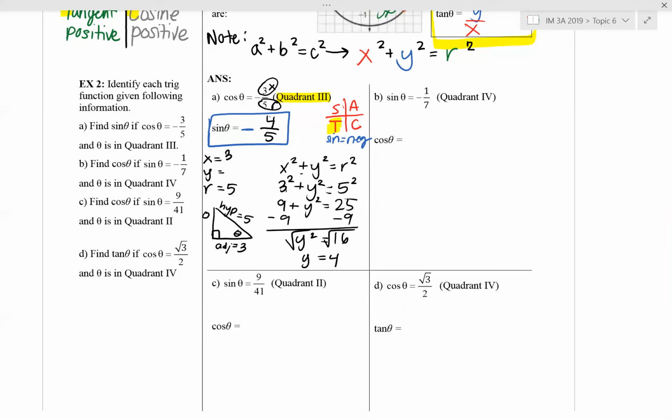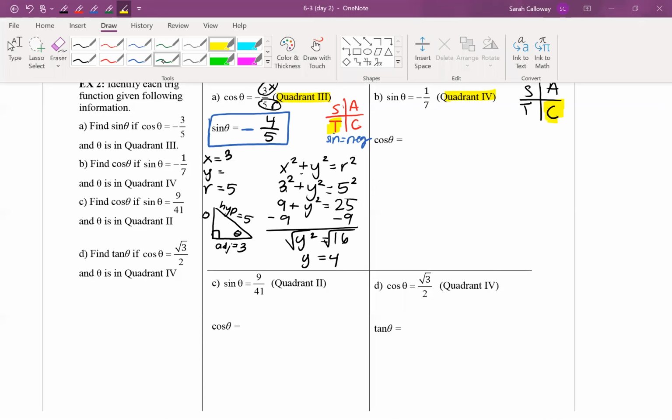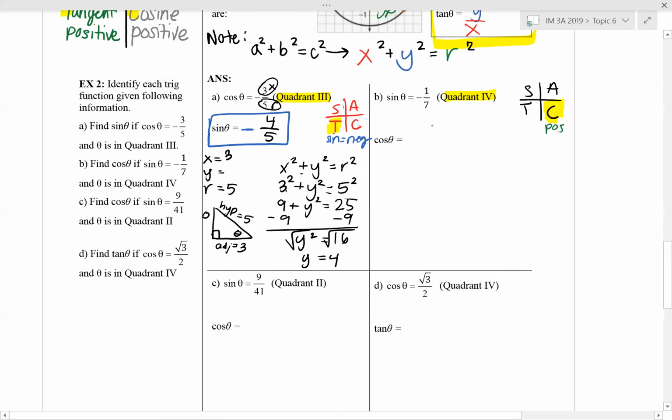Okay, so I'm going to do one more in this video, which is part B. So for B, they give us sine of theta instead of cosine of theta, and they want us to find cosine. So this time we're in quadrant 4. So if we're thinking all students take calculus, in quadrant 4, cosine is positive, okay, and that's what we're looking for. So that tells us that whatever our answer is, it's a positive answer. Okay, so we're identifying what is cosine, given that sine is negative 1/7.